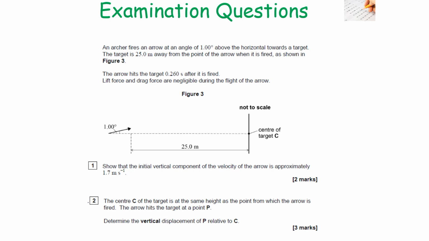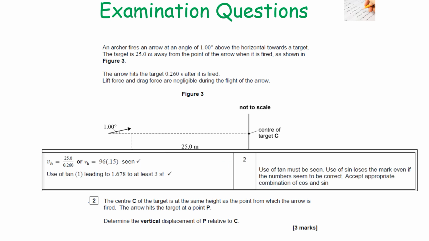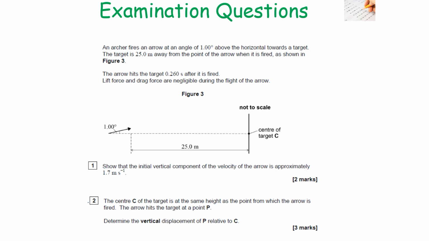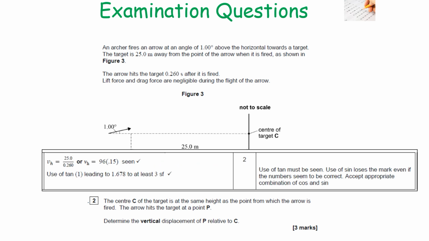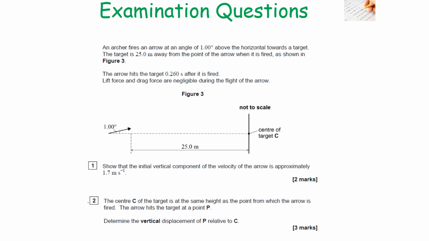Right, in our first question, what do we know? Well, we know the horizontal value, that was looking for the vertical component of the velocity. What we are aware of is that the vertical height is going to be 25 meters over 0.260, because it's distance over time. Sorry, the horizontal one there. So therefore we can see it's going to equal 96 as shown before, which you can then lead to be 1.678 as you can see before.